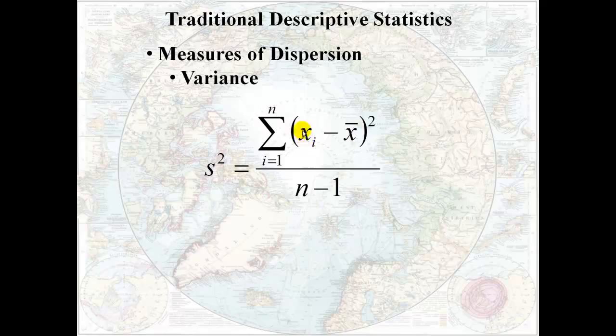So you can imagine that if a number is less than the mean, I'm going to have a negative number in here, but I'm going to square it, which means it's going to be positive. If this number is greater than the mean, I'm going to have a positive number, square it, it's going to be positive. So all of these terms are going to be positive numbers, so the variance is always going to be a positive number.